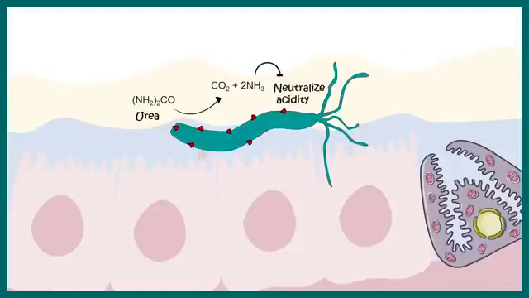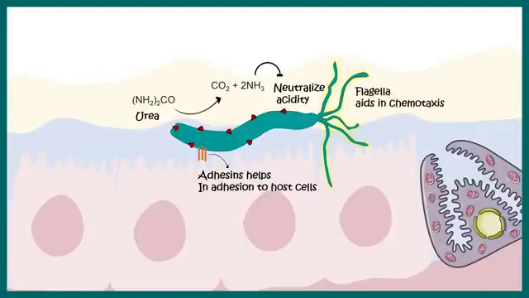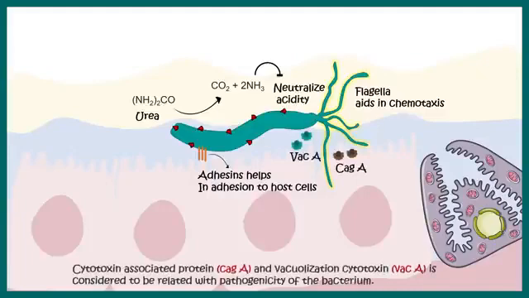Other than that, Helicobacter pylori expresses some adhesion molecules known as adhesins. These help the bacteria to attach to the epithelial cells and infect them. Helicobacter pylori has tufted flagella which help in chemotaxis and penetrating this thick layer of mucus. Other than that, Helicobacter pylori secretes VacA and CagA, which are two cytotoxins responsible for the infection and the pathogenicity of this bacterium.